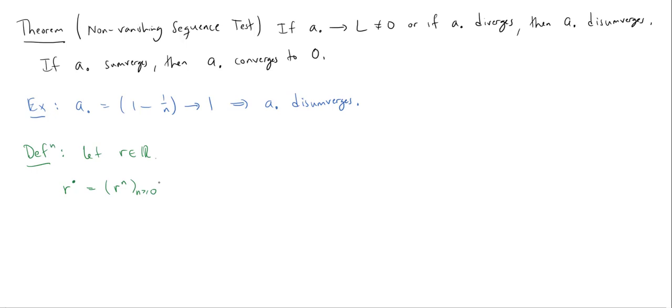Okay, but of course, the non-negative integers are in bijection to the positive integers, and so that's okay for the purposes of sequences. Okay, so this is going to be all things that look like 1, r, r squared, r cubed, r to the 4th, etc. Okay, and this is going to be called a geometric sequence with ratio r.